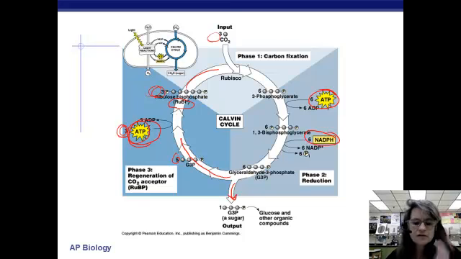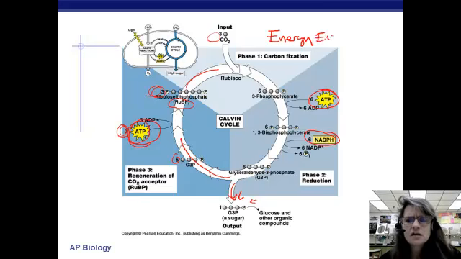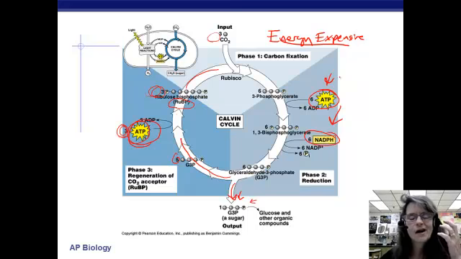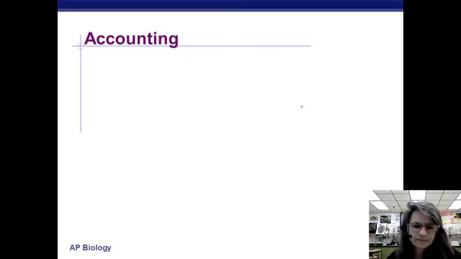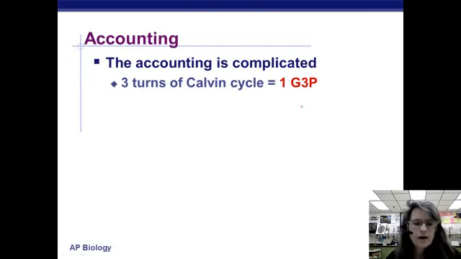It's a ton to make 1 G3P, and if I'm not mistaken, I believe it takes a couple of these to make a glucose. So bottom line is this is very energy expensive. It is very energy expensive. Lots of ATP, lots of NADPH, but we have a virtually unlimited source of energy. And what is that source of energy? It is light, and so that's why this works.